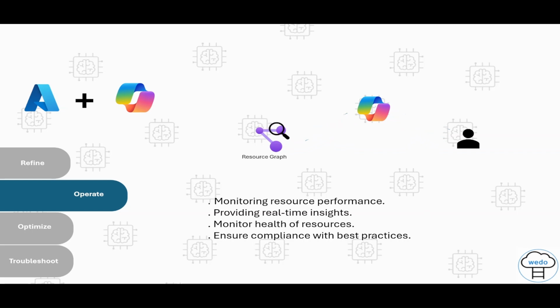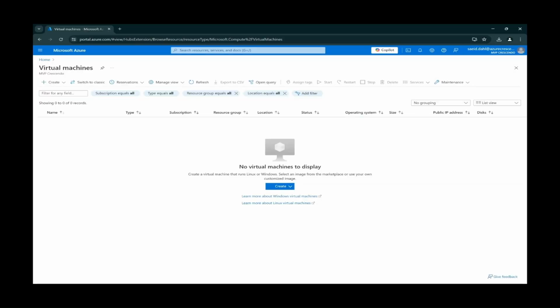With Microsoft Copilot for Azure, you can easily monitor the health of your resources, set up alerts for critical events, automate responses to common issues, and ensure compliance with best practices. By leveraging these capabilities, you can reduce the operational overhead and focus on more strategic initiatives that drive business value, which is amazing. So let's check another demo here.